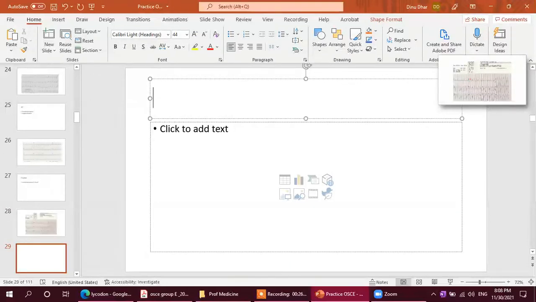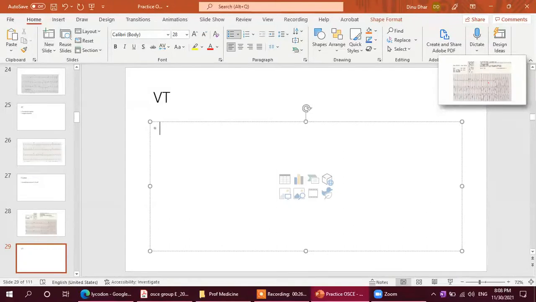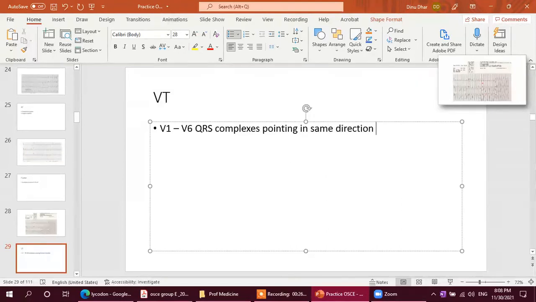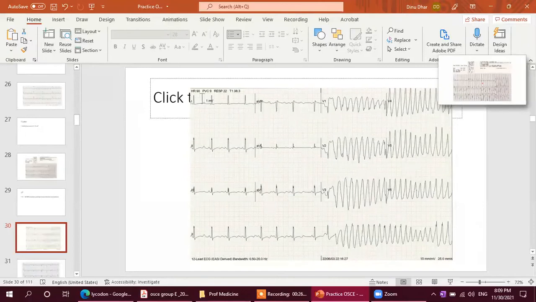This is ventricular tachycardia. A characteristic feature of ventricular tachycardia is, if you take V1 to V6, you can see the QRS complexes are pointing in the same direction. This is called concordance, which is a feature of ventricular tachycardia.